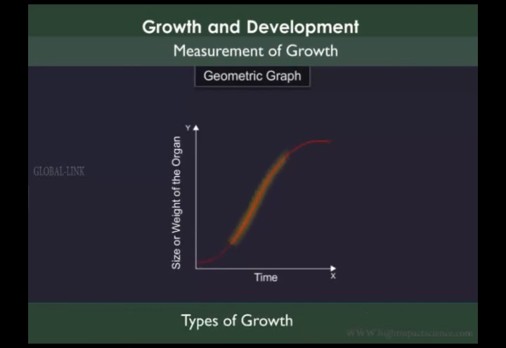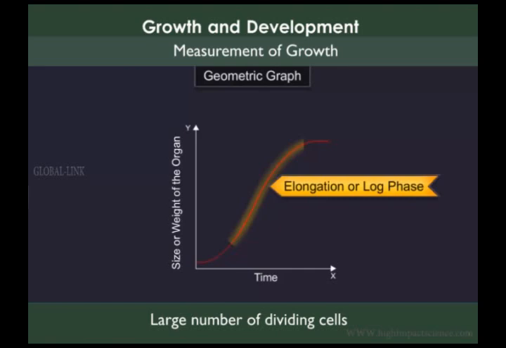Then the growth is rapid at the exponential or log phase. Here, there are more cells dividing. The cells have adapted to the new environment, and there is sufficient food and other factors such as oxygen. Also, the rate of cell division is higher than that of cell death.